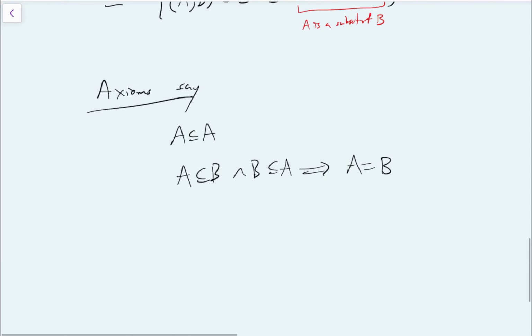That would be the second thing they say. And the third thing they say is that if A is a subset of B and B is a subset of C, then A is a subset of C. And this should be for all sets A, B, and C, elements of S.